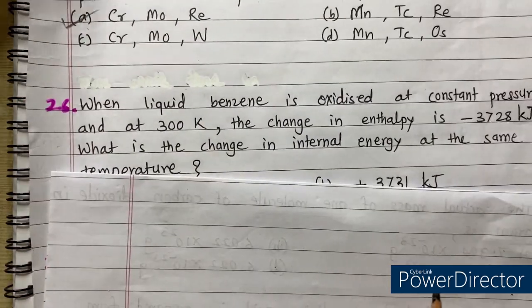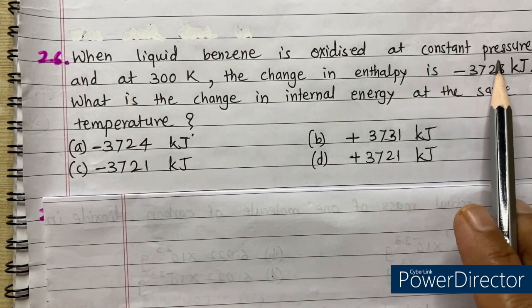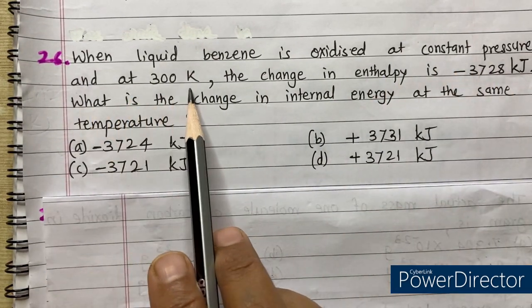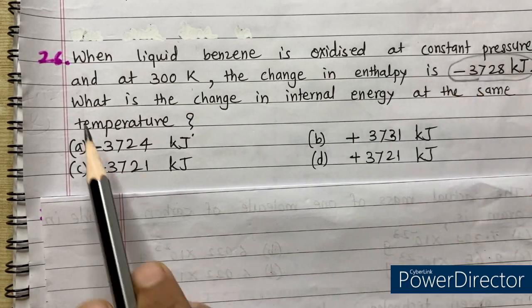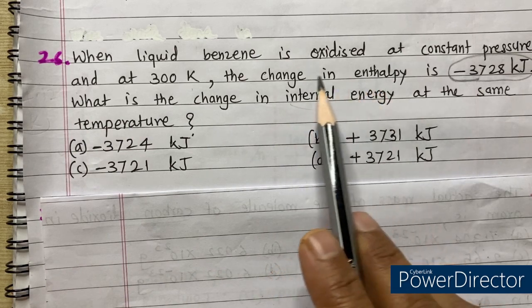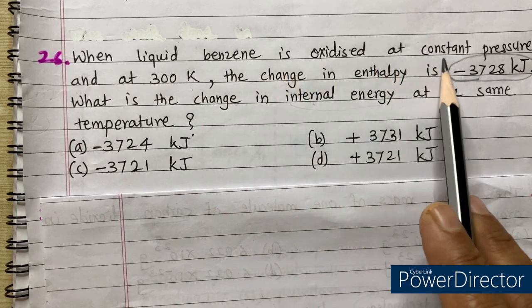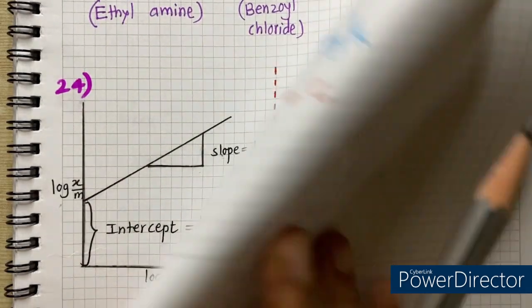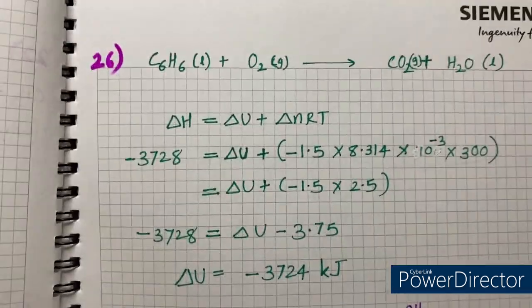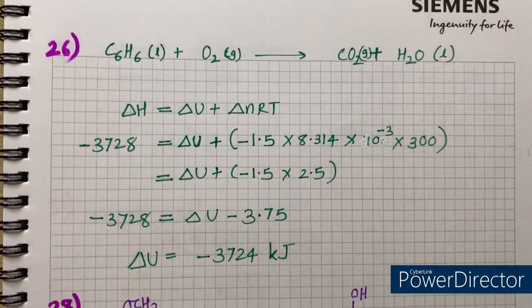Next one. When liquid benzene is oxidized at constant pressure and at this temperature, the change in enthalpy, that is delta H, is given. What is the change in internal energy? That is, we want to determine the delta U. The equation is given. Now see here, we require first the equation, that is oxidation of benzene, that is combustion of benzene.